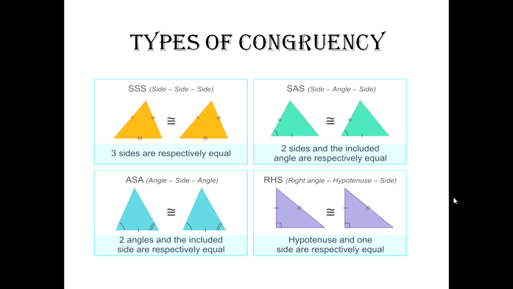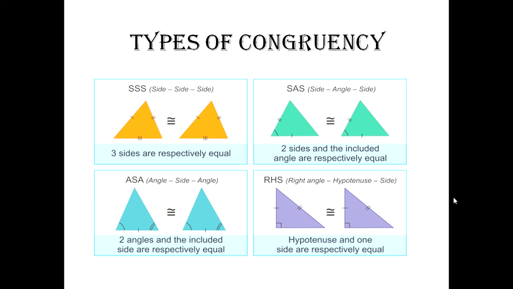Now moving on to the next one, which is RHS congruency. RHS congruency is another type of SAS congruency, but this type of congruency is used only in right angle triangles. So here we can see that the right angles are equal, because right angle means 90 degrees. So in any two right angle triangles, the right angle is always equal.